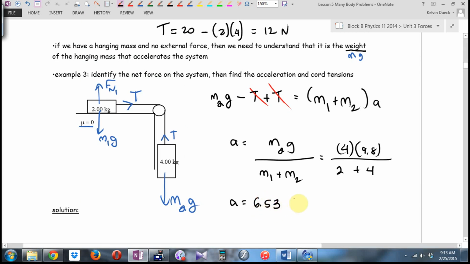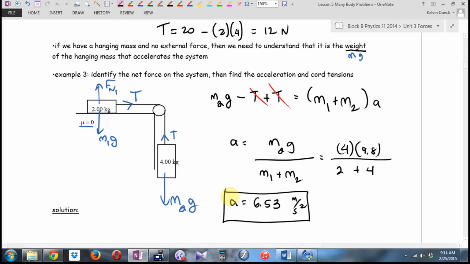What are the units for acceleration? Meters per second squared. Okay. You know what? I tend to put a box around things that I found an answer for. Yay! That's kind of like my touchdown spike. We're not done.